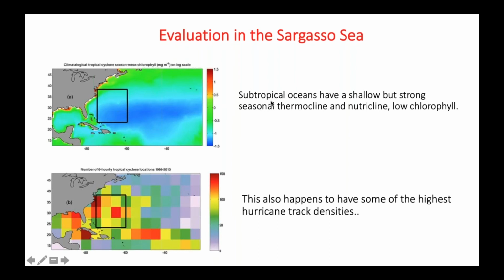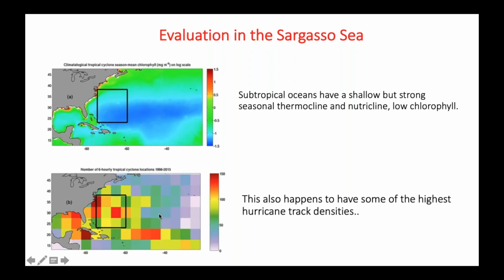And in this subtropical region, you again have a strong seasonal thermocline and nutricline, and it is characterized by a shallow mixed layer and low chlorophyll. The reason we have chosen this domain is for a couple of reasons. One is it is a low chlorophyll zone, and also it happens to be a region with some of the highest track densities of Atlantic hurricanes.